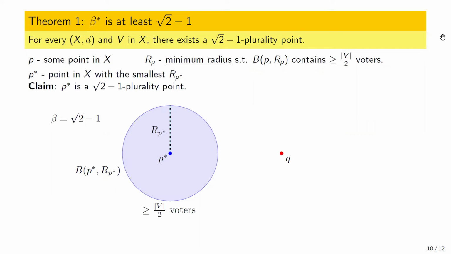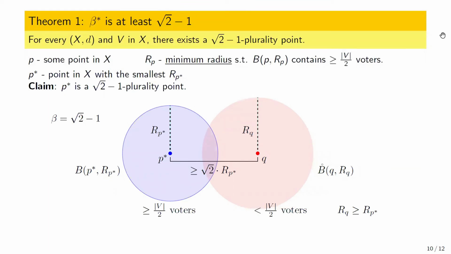Now let's look at another point Q in the metric space and consider the ball around Q that contains at least half of the voters. So it has radius RQ, which is larger or equal to Rp star. And we are considering the open ball without the boundary. So this ball cannot contain half of the voters. The number of voters in the open ball is strictly smaller than V over 2. Now notice that if these two balls do not intersect, then P definitely wins all the voters inside its ball, and we are done.